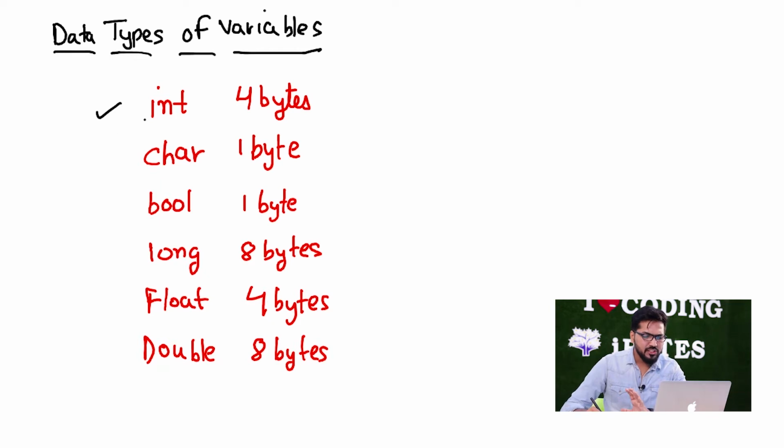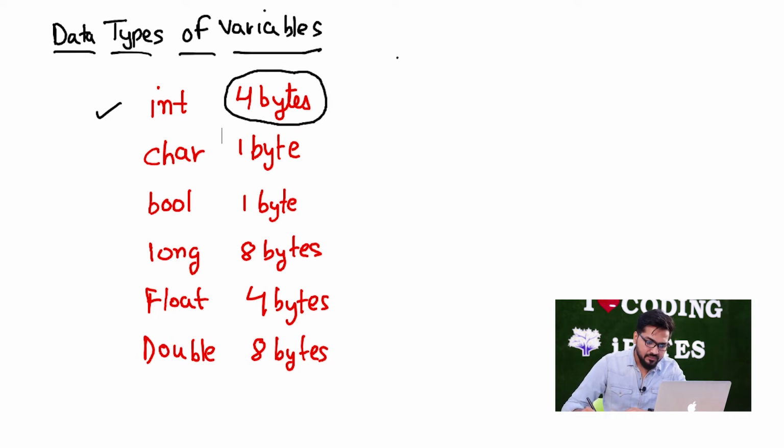Okay. So integer we have already used so many times, like I have already written int a is equal to 5, int a is equal to 10. So that a is an integer data type, right? So what is the amount of space that integer occupies? It always occupies 4 bytes. Okay, it always occupies 4 bytes.